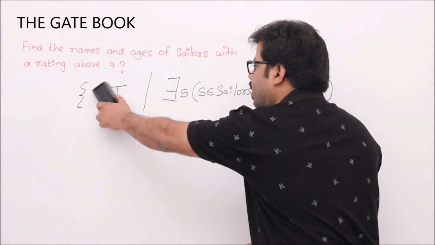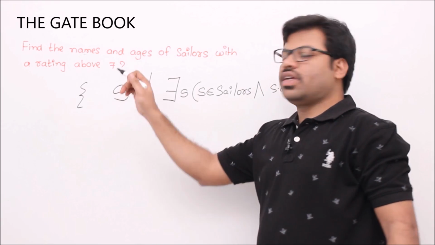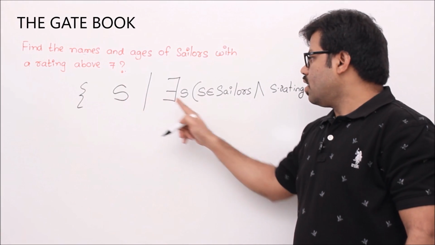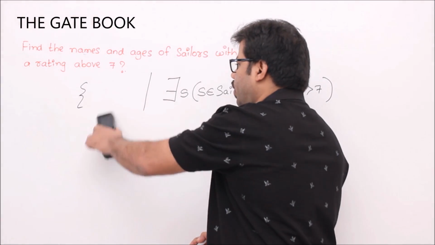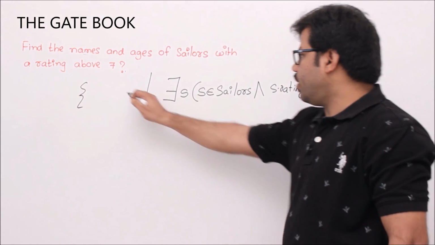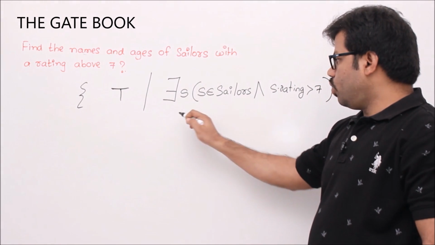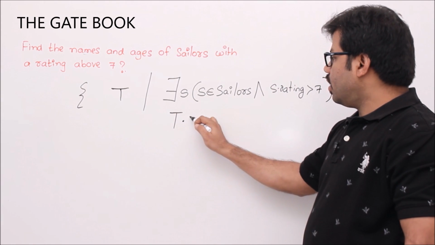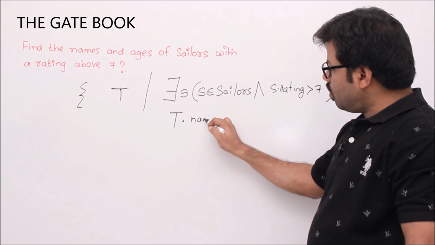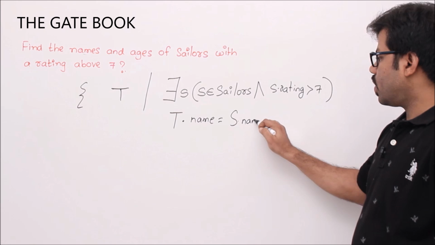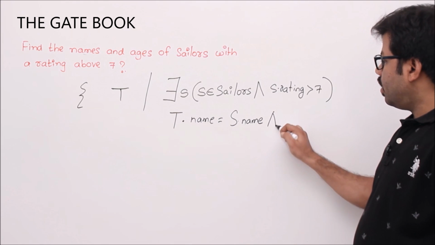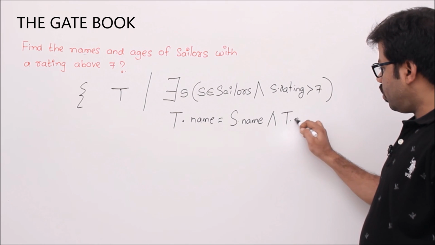I can't directly print s. Again it is a violation of syntax. So here s is a bound variable. I have to print a free variable. That's why what people do is introduce a free variable t, and they do like this, in such a way that t dot name equals s dot name, and t dot age equals s dot age.